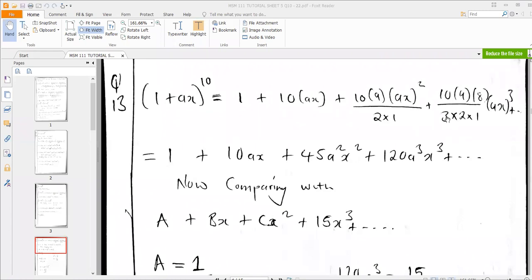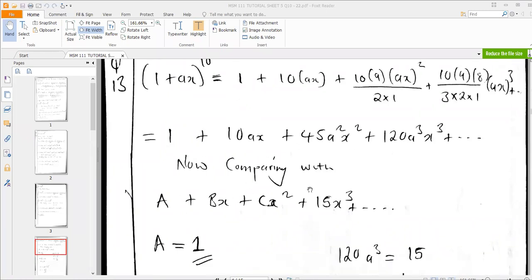Plus, when you do the manipulation here, the 3 can go into 9 3 times. So you have 3 there, then 2 into 10 is 5. So 3 times 5 is 15. 15 times 8, we're having 120 there. Now here we have a to the power 3, x to the power 3. Now when you reach this point, you start comparing with the expansion you have been given in your question.